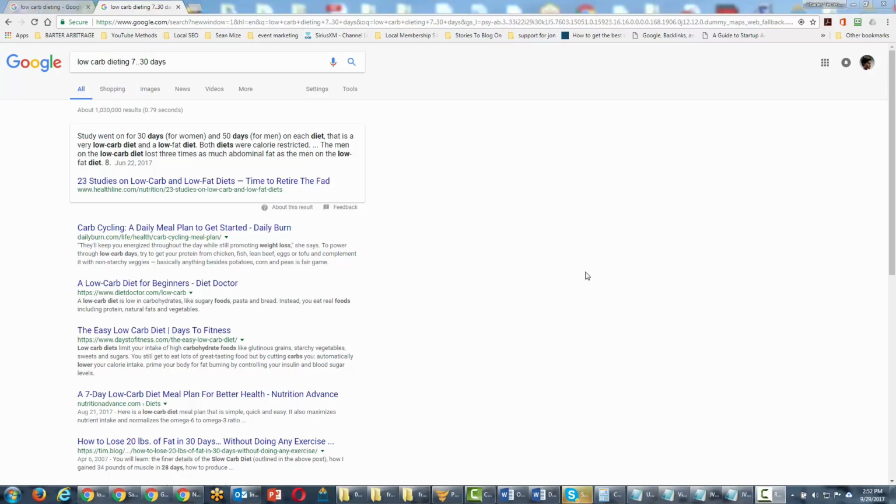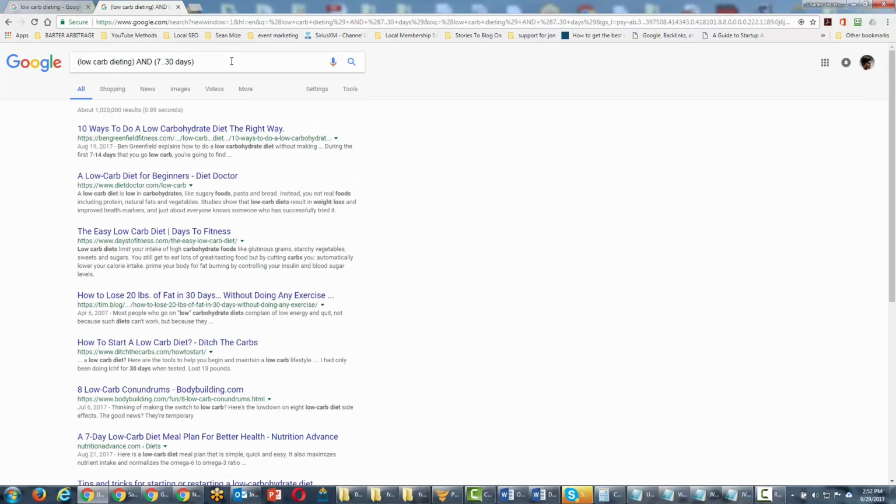Now, another way to narrow down your search results is to use parentheses. And what you can do is you can actually group terms together, and you can group specific search commands together. So for example, we could place parentheses around 7 to 30 days. We can also put search parentheses around low-carb dieting. And what we would do is we would write in the AND command, and then we would see different results.